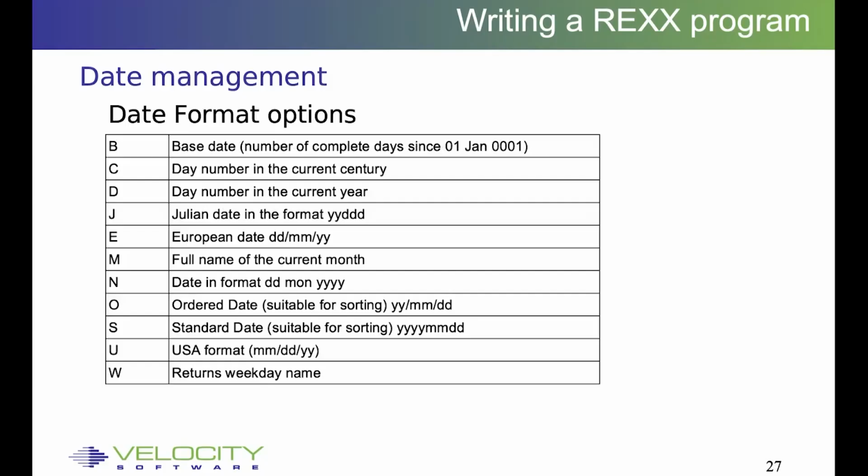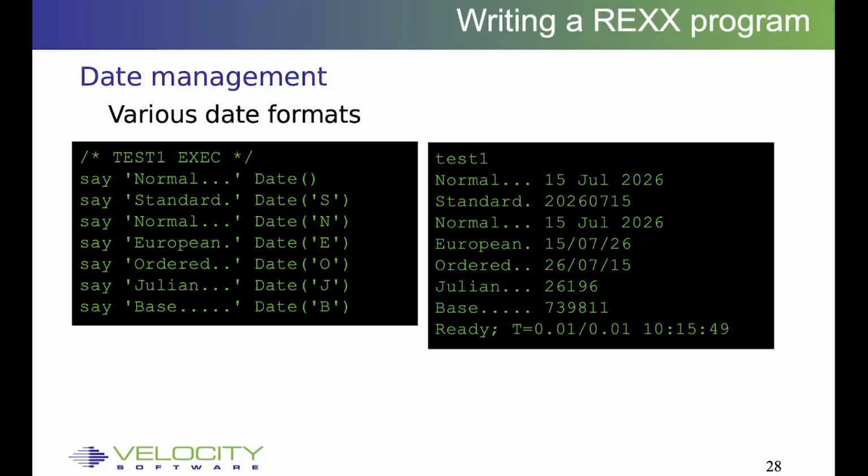So the various date formatting options are listed here. A couple of them are suitable for sorting, so this is ordered date and standard date. It puts the year first, then the month, then the day. That's why these are suitable for sorting. Otherwise, a lot of these functions are used to convert back and forth to and from different formats. And here's what the various date formats look like.